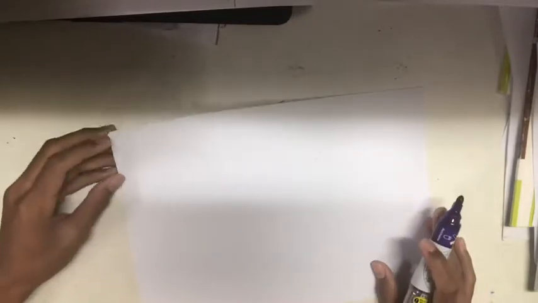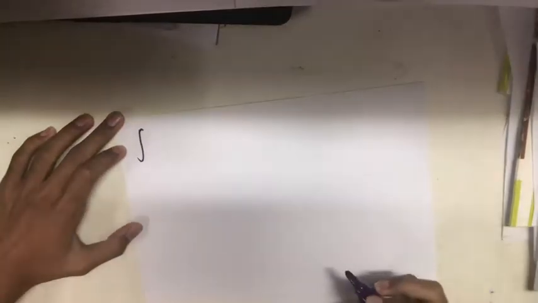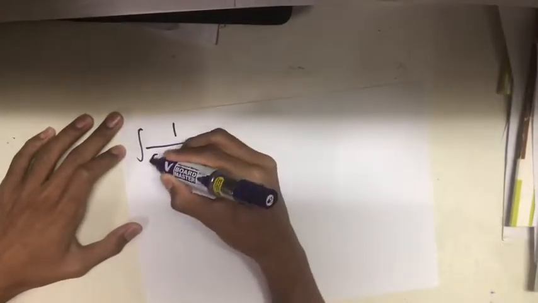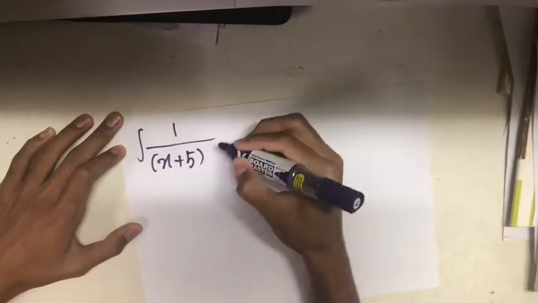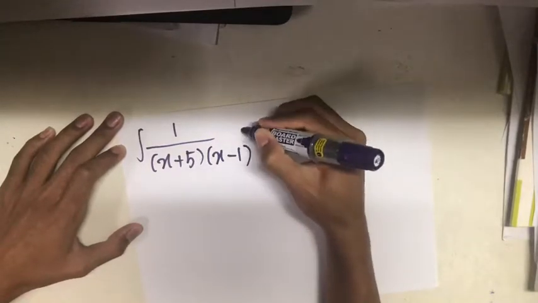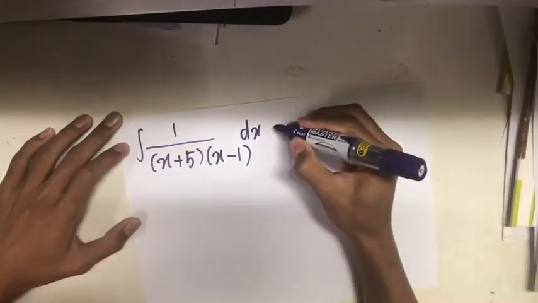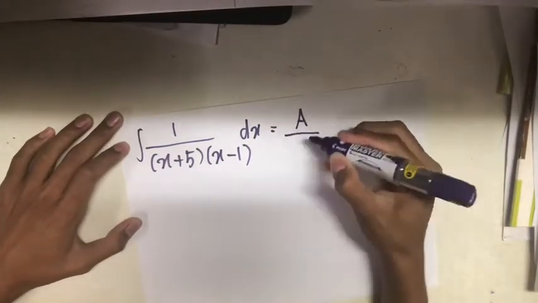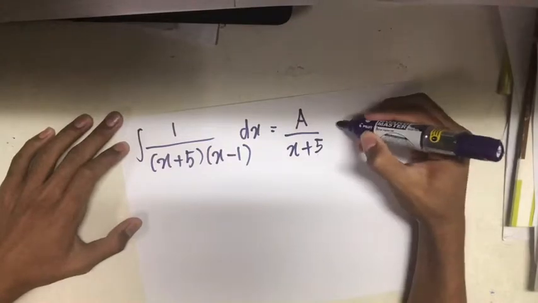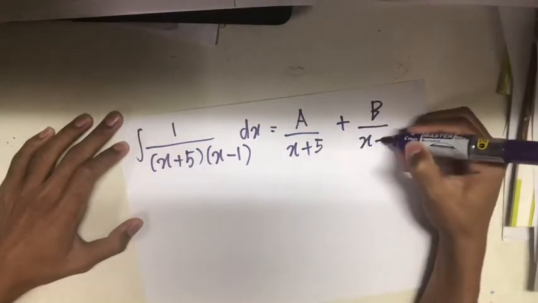Alright, hello, I'm Shukri Afifi. I will continue the partial fraction questions. Actually, we have many methods for partial fraction questions, but maybe this is the easiest and fastest way, because we can reduce the error with this method. Okay, the question is 1 over (x plus 5)(x minus 1). Alright, we assign A over x plus 5 plus B over x minus 1.